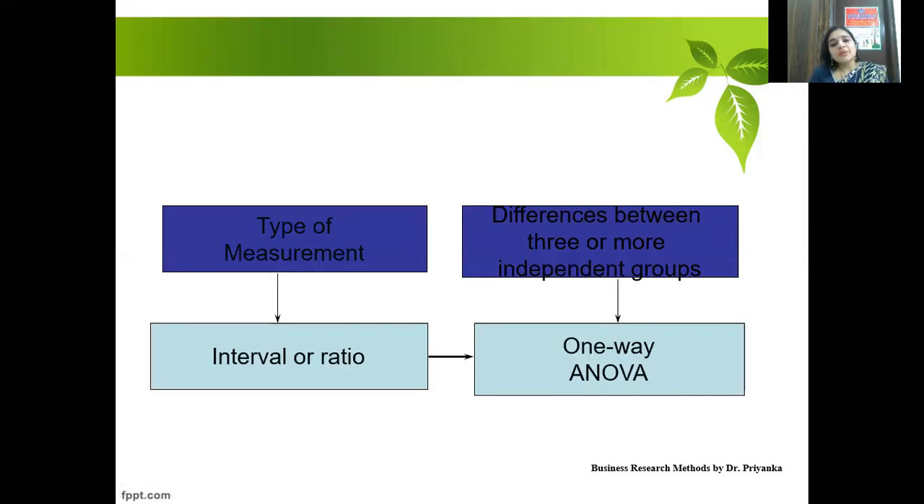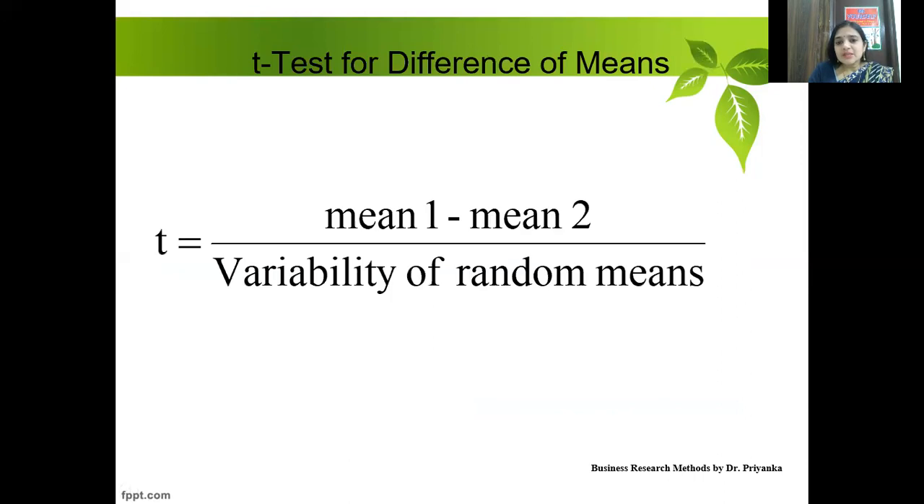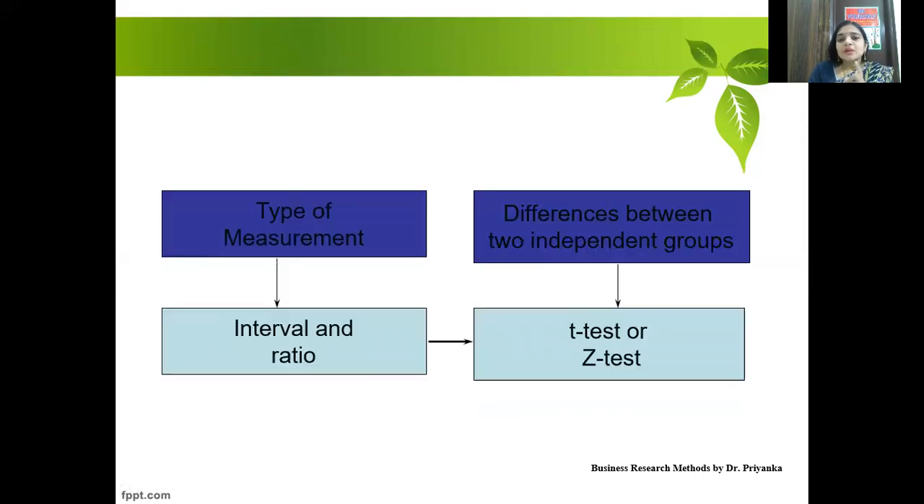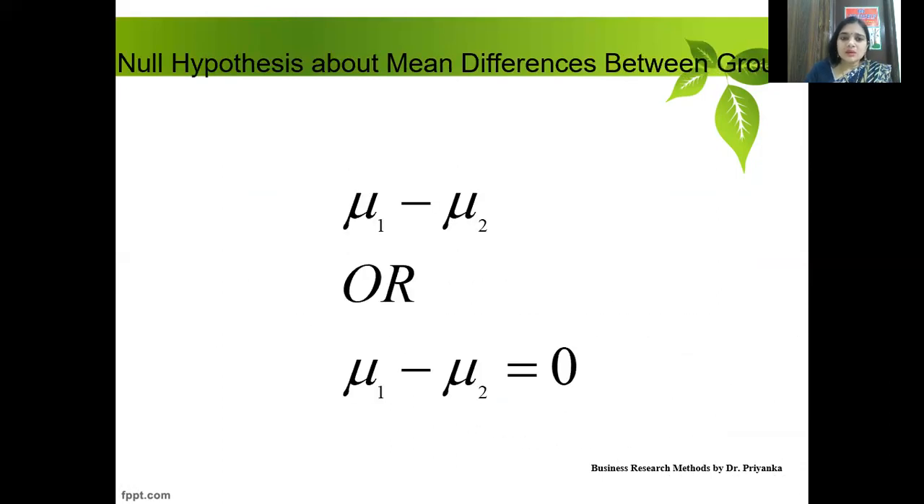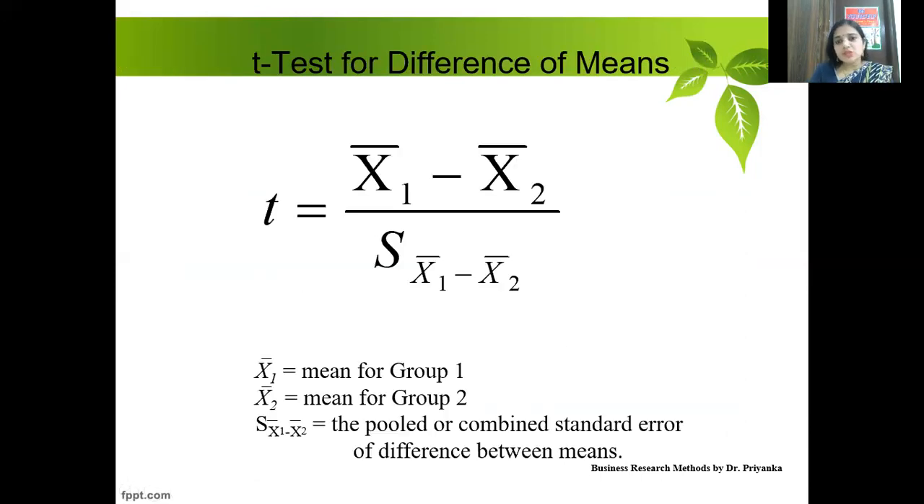Next is type of measurement as interval or ratio scale, and difference between 3 or more independent groups. Here we were discussing basically difference between 2 independent groups. We just had 2 groups, so that is why we were using T or Z test, right? This was our null hypothesis, and alternate hypothesis would be mu1 minus mu2 is not equal to 0, the opposite of null hypothesis. Then this was the basic formula, and we will be calculating this with the help of the values given.